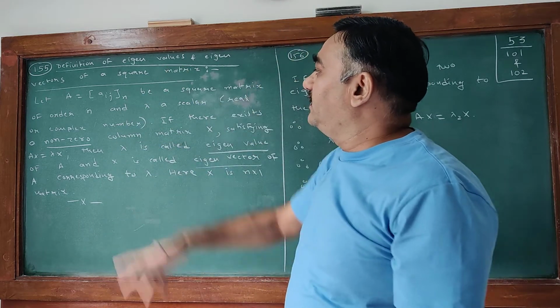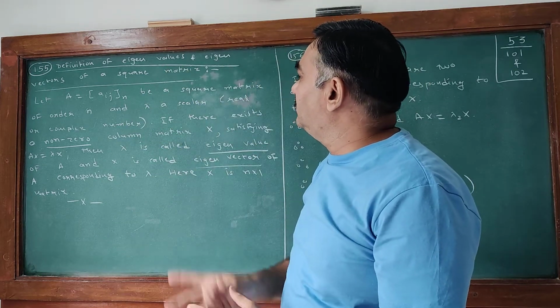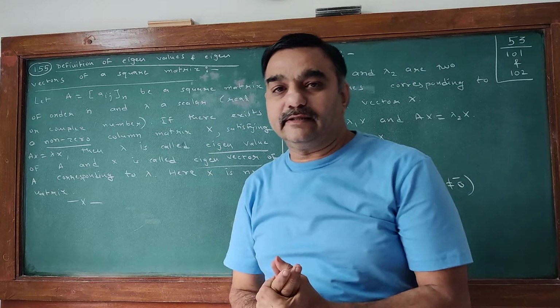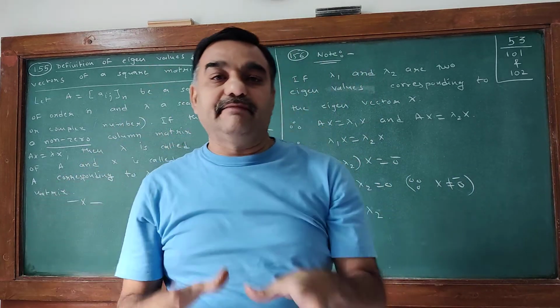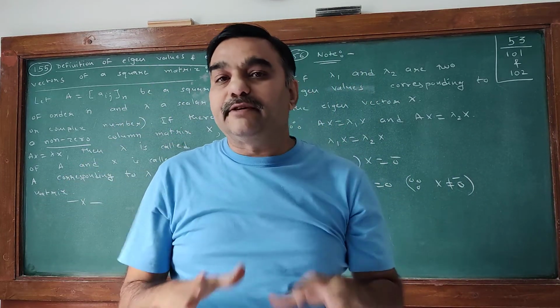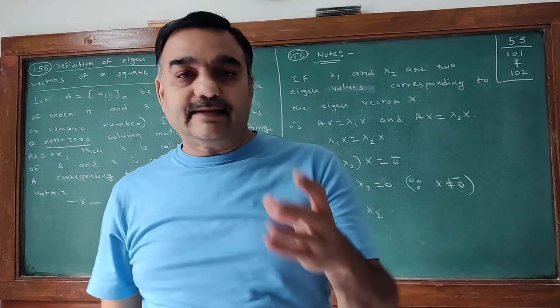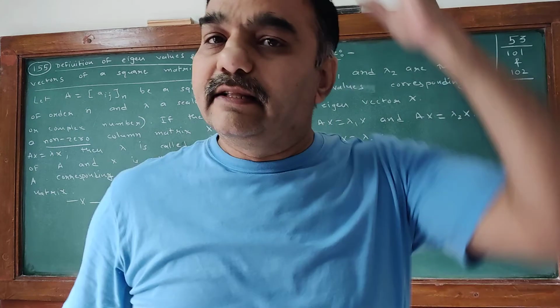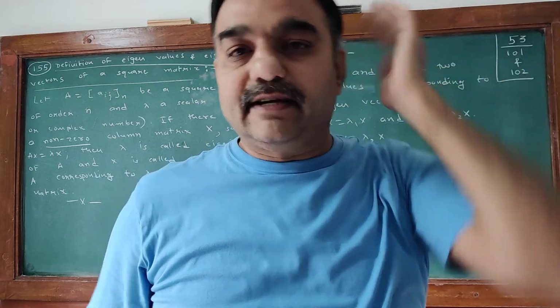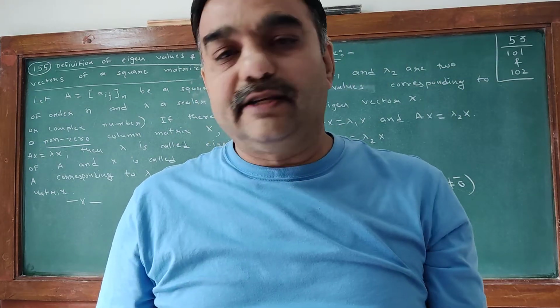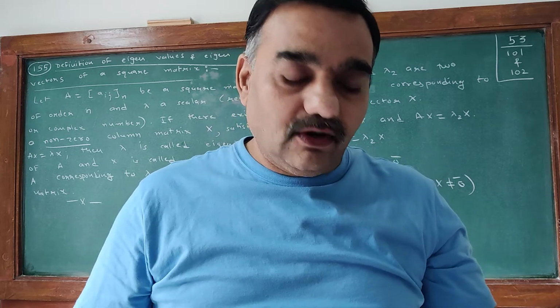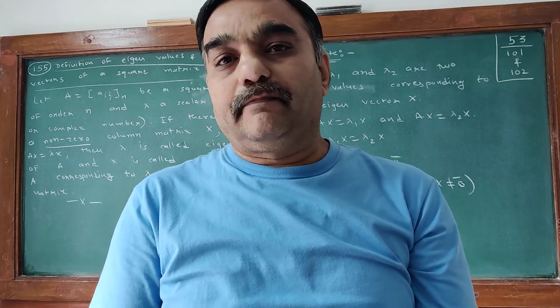We start with topic number 155, definition of eigenvalues and eigenvectors. This is a key definition of unit 4. From here we start with unit 4, but as I said in the previous lectures, we can't say this is unit 3 and this is unit 4 because all things are merged.